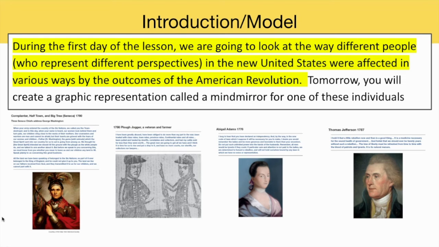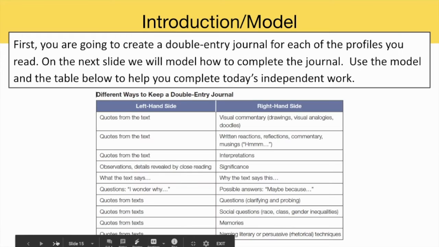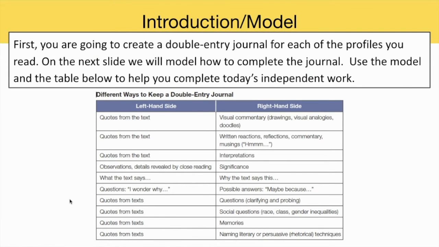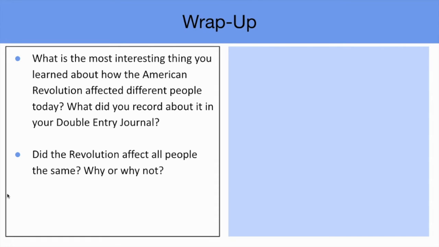Students are going to look at the way different people who represent different perspectives in the United States were affected in various ways by the outcomes of the revolution. And they'll do this by engaging in a double entry journal activity. This is the way that the students will gather information that they need to be able to answer the wrap-up and the check for understanding questions. The wrap-up is what I wanted to focus on for the Jamboard.